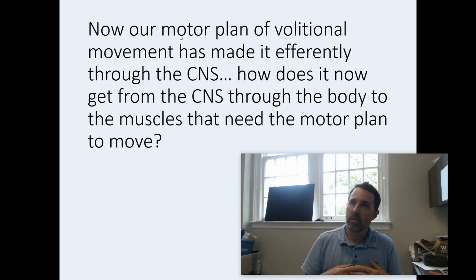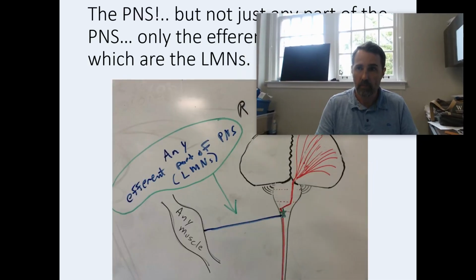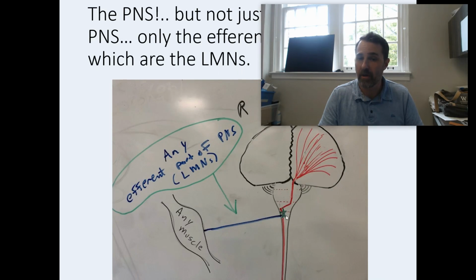So now, how does our motor plan get from the upper motor neurons in the central nervous system out to the muscles in the body? The upper motor neuron will be transmitted through the peripheral nervous system. And not just any part of the PNS, because it's a motor plan, it's going to be transmitted through the efferent portion of the peripheral nervous system.